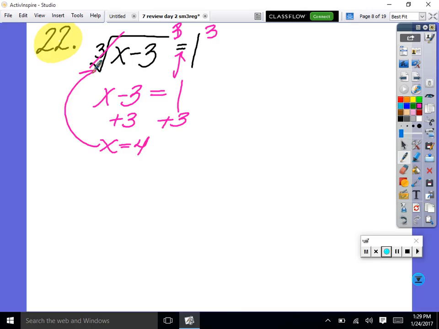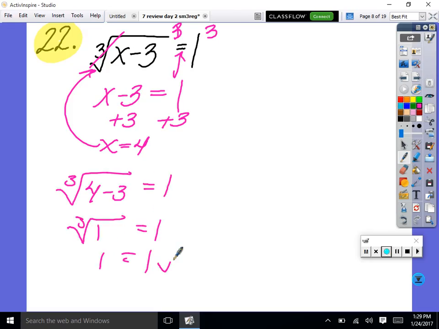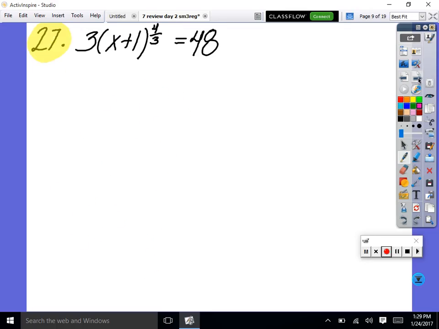Plugging that back into the original, we have the cube root of 4 minus 3. Does it equal 1? Cube root of 1 equals 1. 1 equals 1. So we get to keep it. That one worked out nice and pretty. Okay, let's do another one. Number 27.